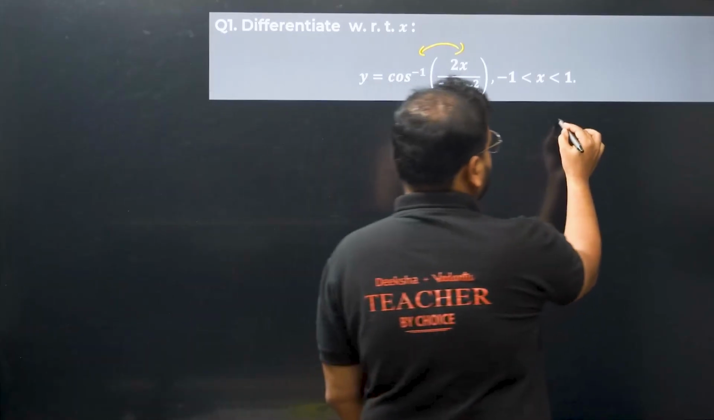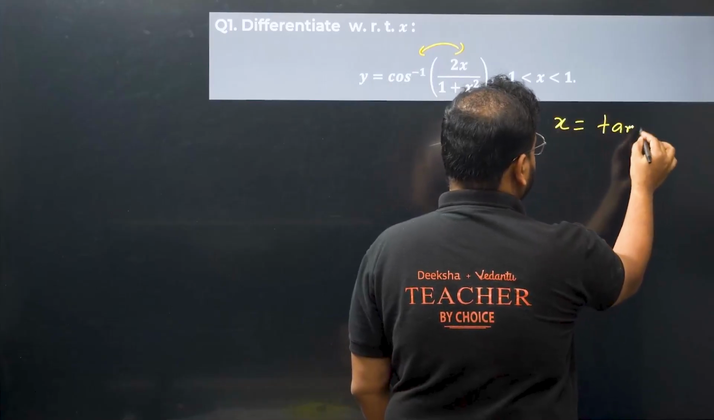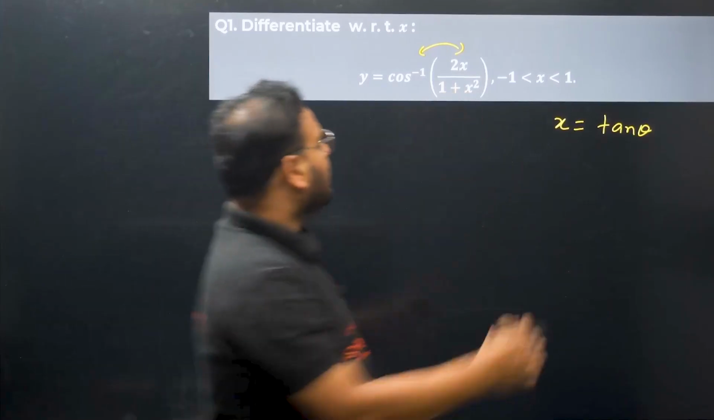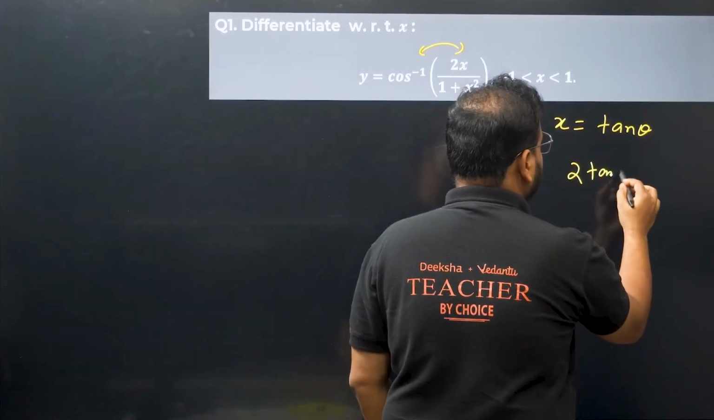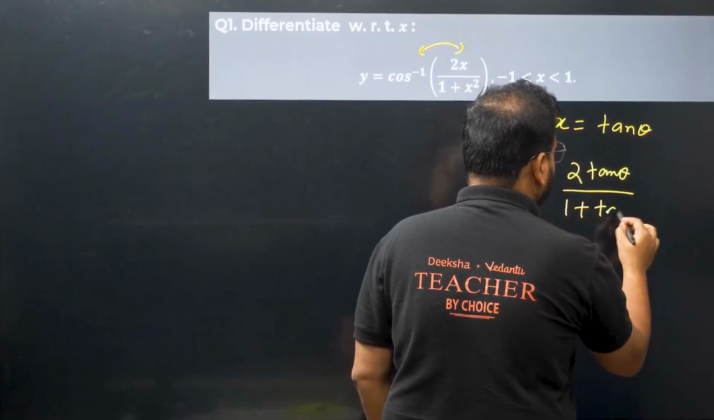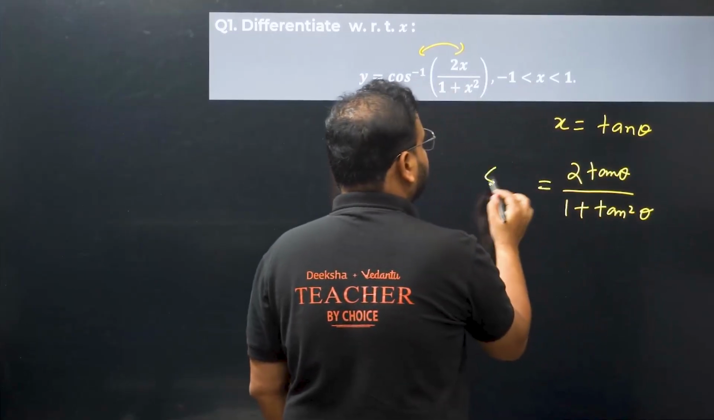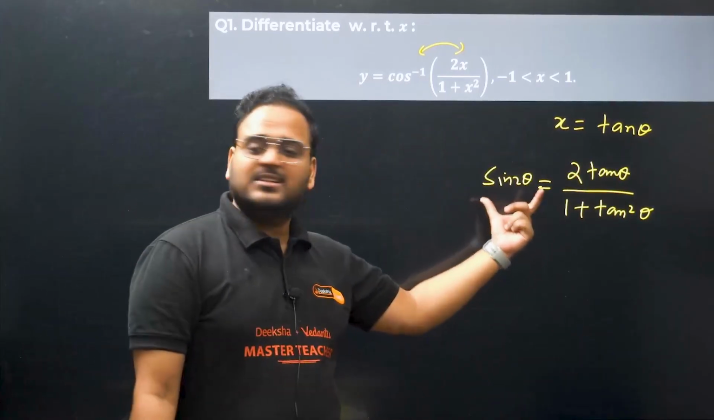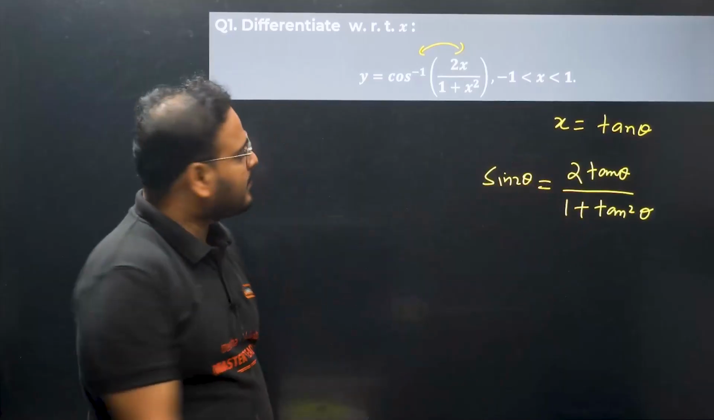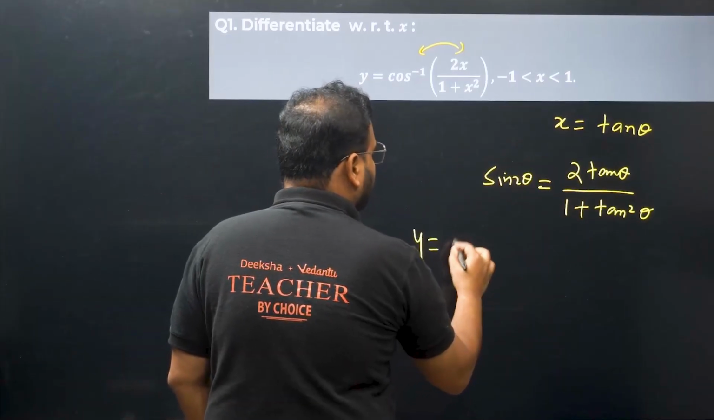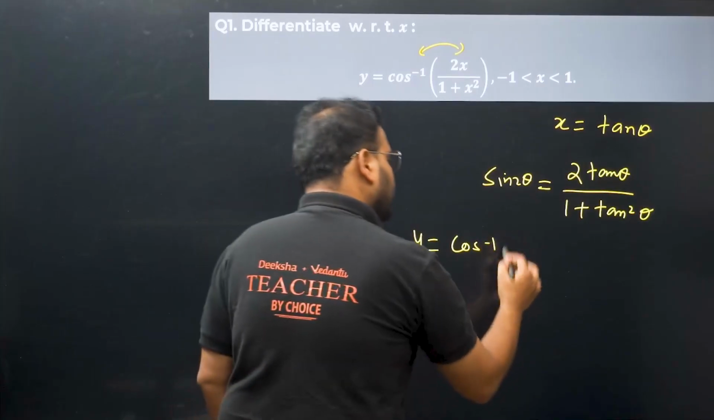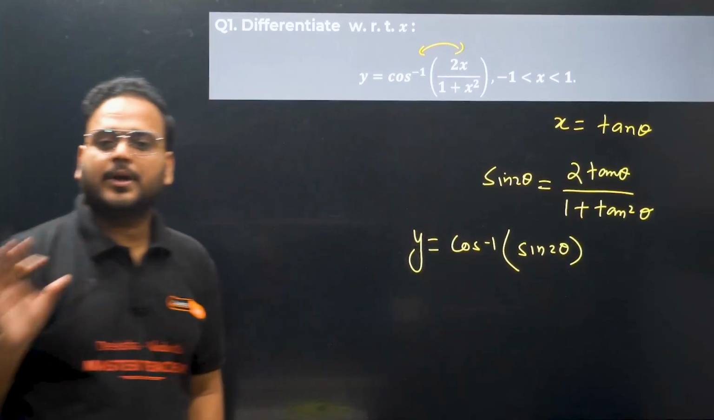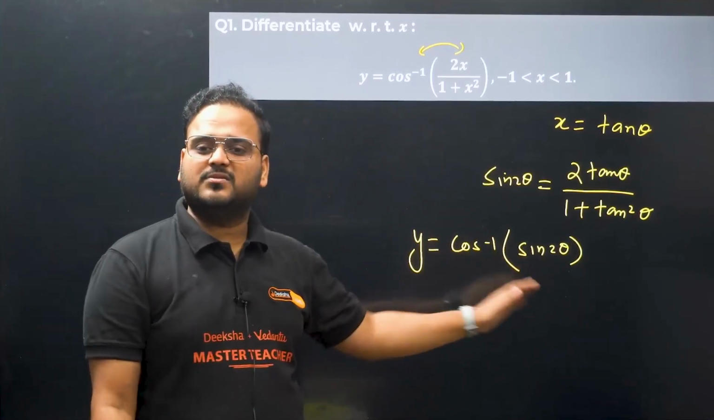So if I substitute x as tan theta, this will become sin 2 theta. Let me just write it for you: 2 times tan theta upon 1 plus tan square theta. And yes, you are right, this is nothing but the formula of sin 2 theta. If you're somebody who's concerned till this point, just write it down. So what will this question become? y equals cos inverse of, this whole thing will transform into sin 2 theta. This much is okay. Now you might feel, sir, same thing, sin inverse, cos inverse, sin.